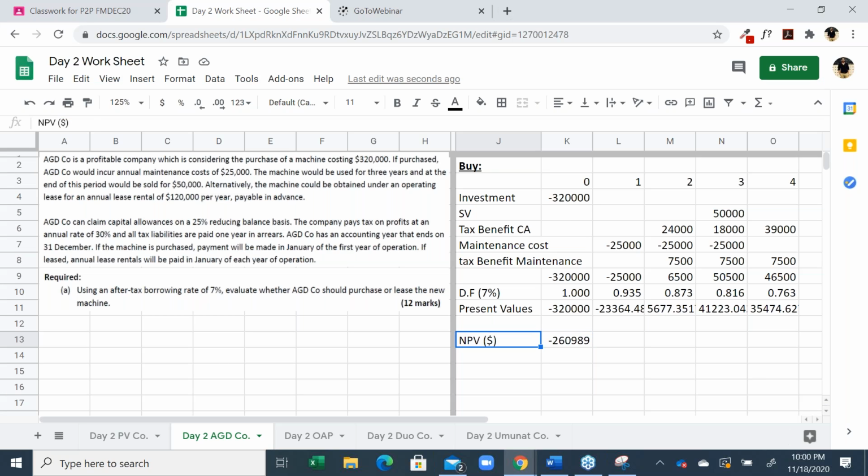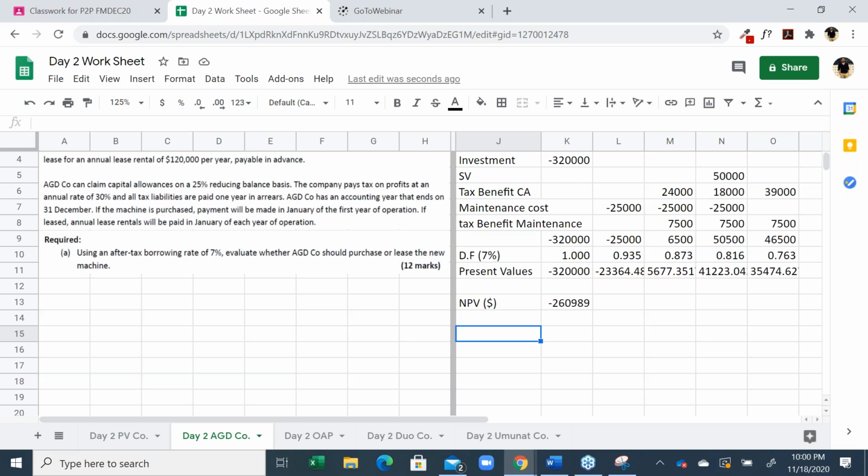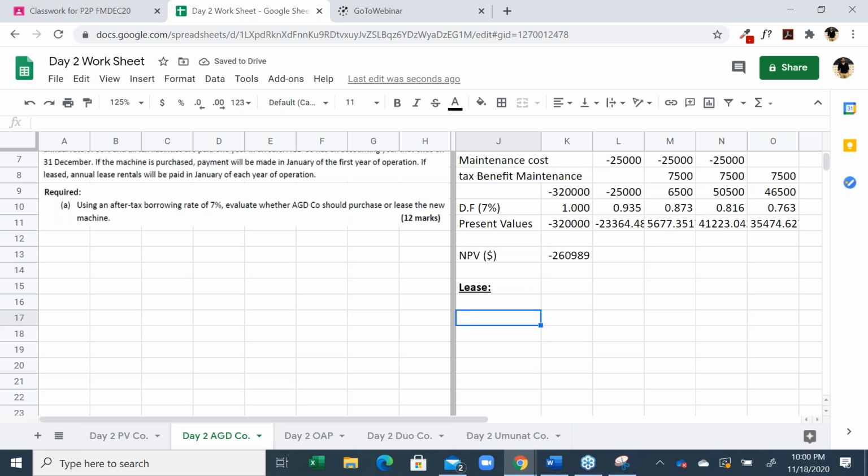So if we buy the asset outright, this is going to be our net present value. But now let's check it out. What will happen if we go for a lease option? For the lease option, I'll slightly change the format, and I like this format for leasing option, 0 to 1, because the lease rentals will start in advance. So it means that the first payment of lease rental will be paid at 0.